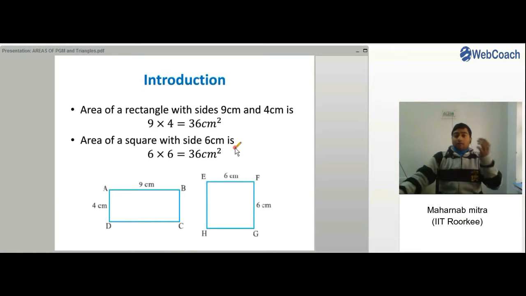But if the two figures are congruent to each other, or the two figures are exactly alike, then obviously both of their areas must be the same.